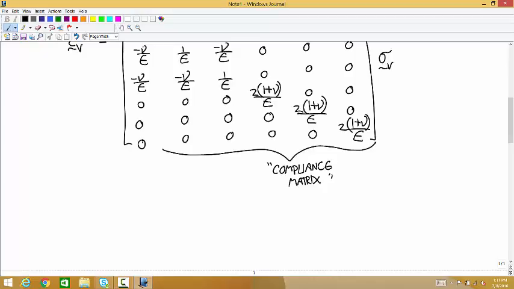Engineering materials, the stress values we're going to be dealing with are going to be really big. The strain values are going to be really small. So these elements are all going to be tiny, something times 10 to the negative 9, negative 10, negative 11, that kind of stuff.